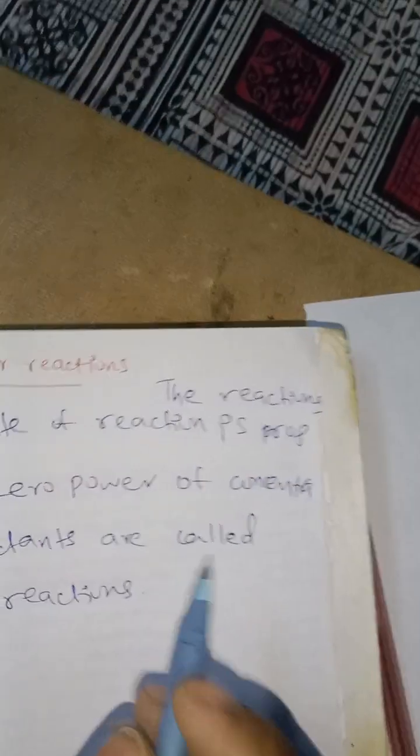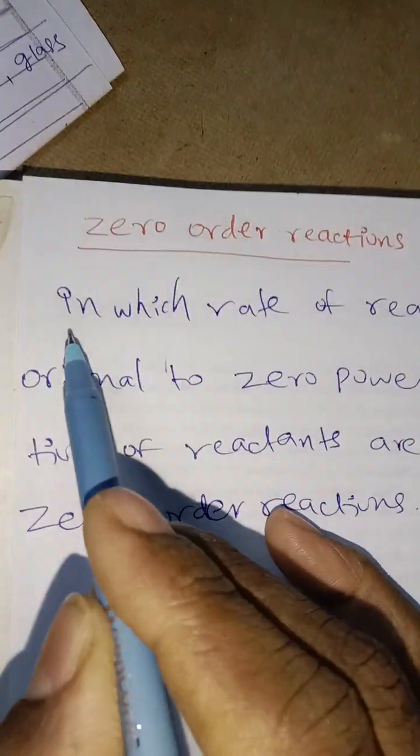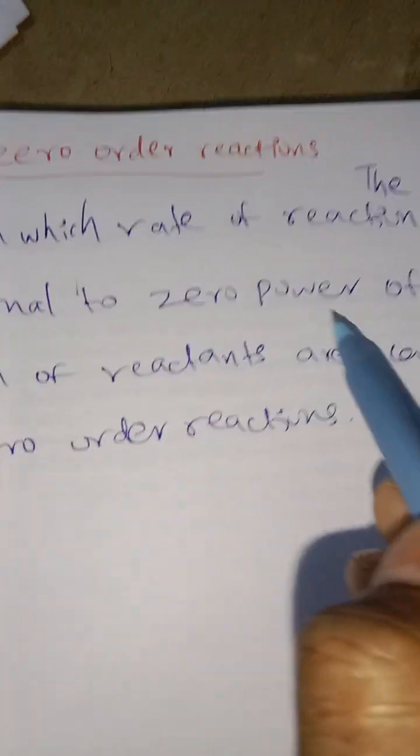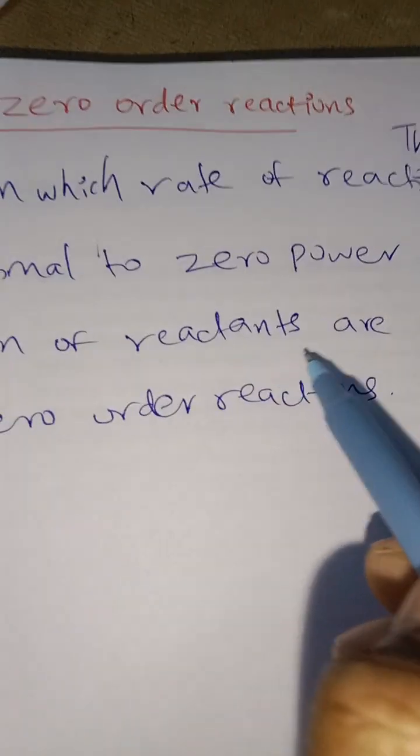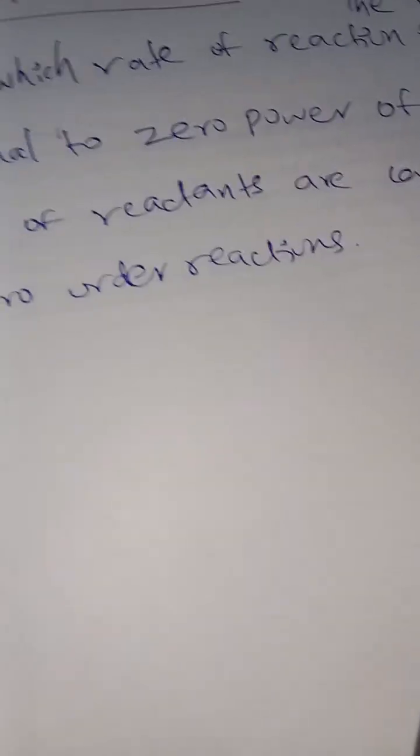I'm repeating here. The reactions in which the rate of reaction is directly proportional to the zero power of the concentration of reactants are called zero order reactions.